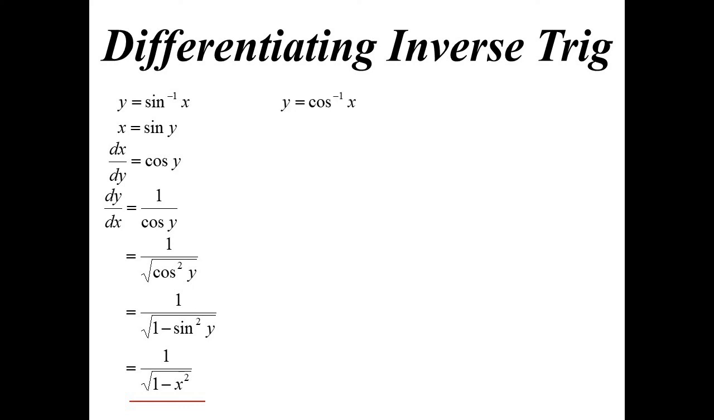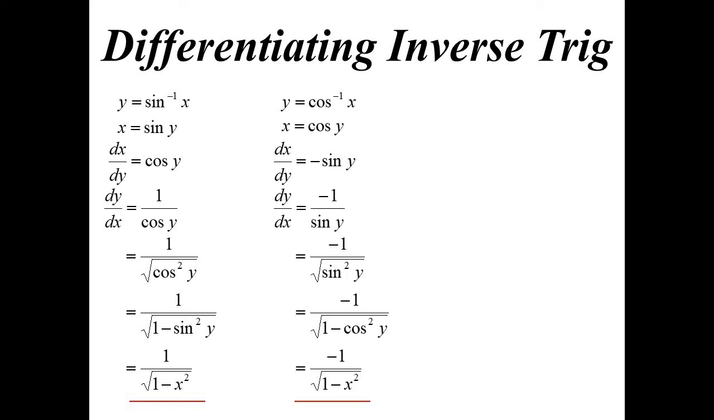Let's do the same thing for cosine. So we'll change this to x equals cos y. Cos goes to minus sine. So we're going to get a pretty similar answer. So dy/dx is minus 1 on sine y. But we'll change the sine y, square root of sine squared, square root of 1 minus cos squared, 1 minus x squared. So the negative of 1 on the square root of 1 minus x squared.